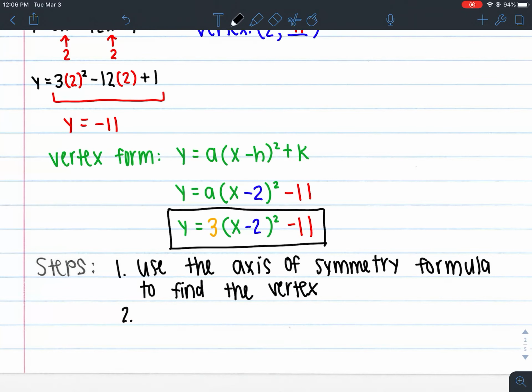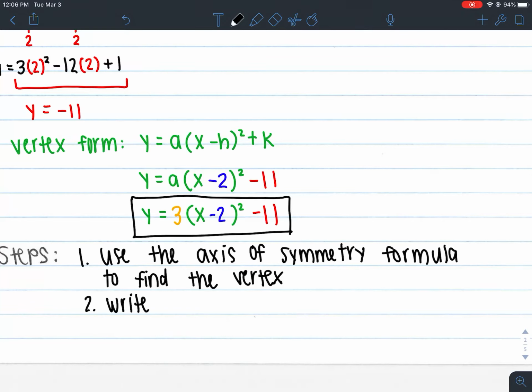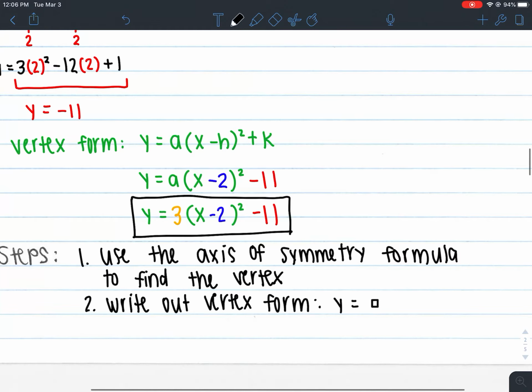Okay? After we found the vertex, I want you to write out vertex form. That is y equals a, parentheses x minus h squared plus k. I want you to write out that formula. And then we plugged in some numbers.